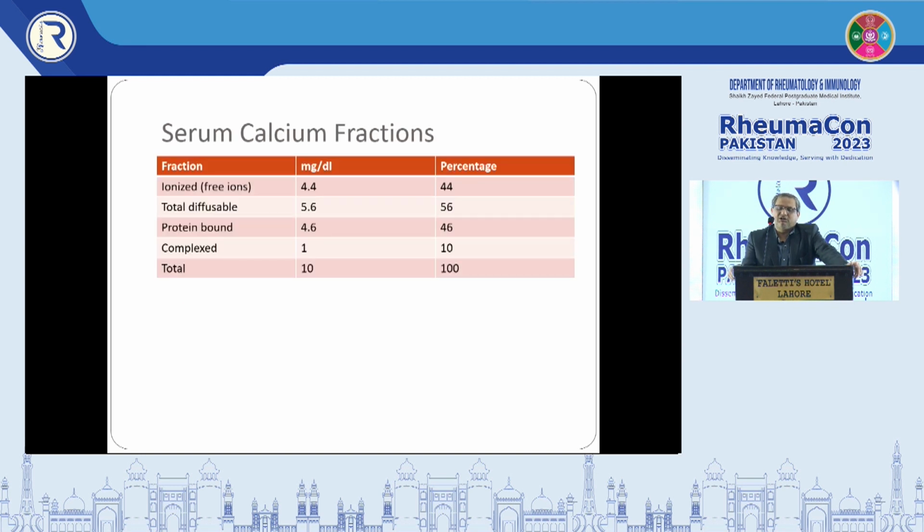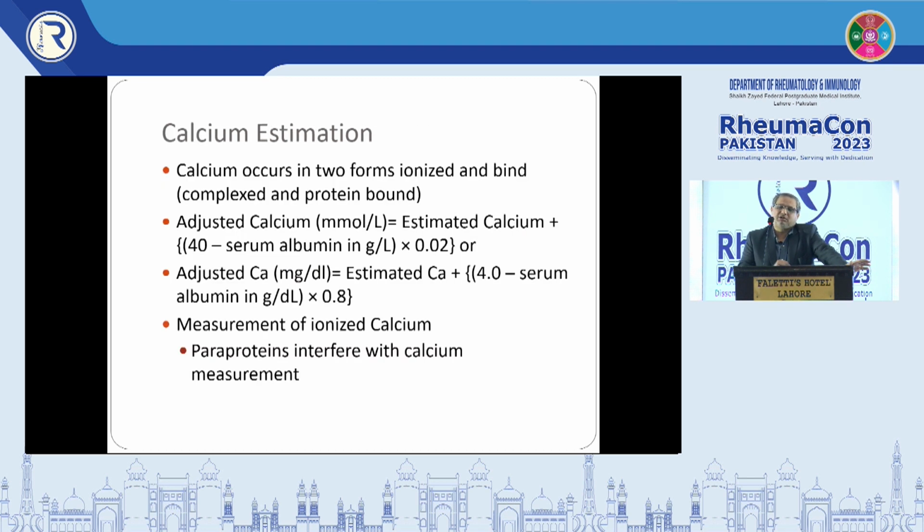So calcium occurs in ionized form, free ions, which is about 45% of the calcium, and then there is protein bound and there is complexed. The main thing to emphasize is that calcium is bound to serum albumin. So changes in the serum albumin level can alter the calcium level. For example, if the albumin is low, the calcium will be low. If the albumin is high, the calcium will be high. So we have to adjust the calcium estimation, which is known as adjusted calcium.